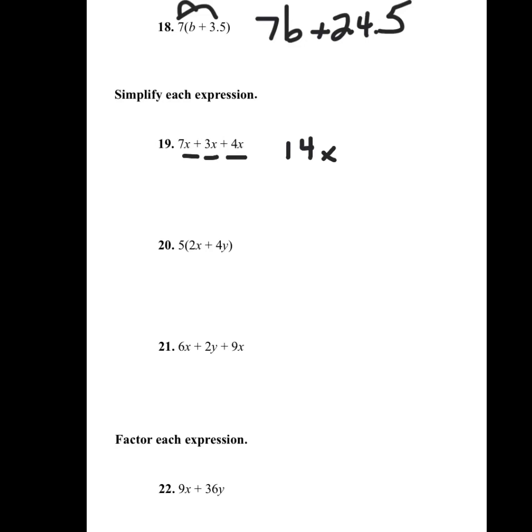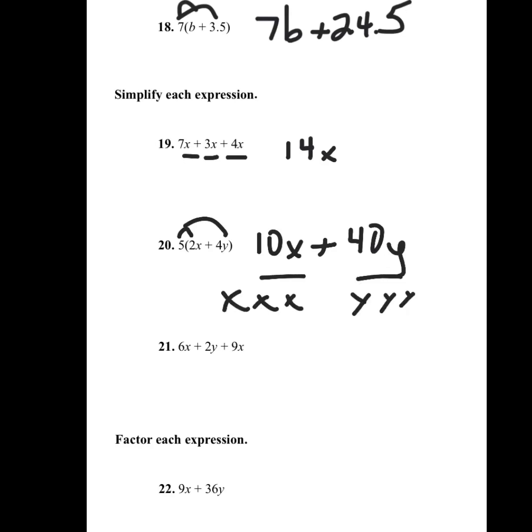Now in this one, you have to do 2 steps. You're taking the distributive property, which is 10x plus 40y. Now can you put x's and y's together? No, not when they're separate like this. If you just picture them as like there's 10 little x's and 40 little y's, can they be put together? No, not at all.